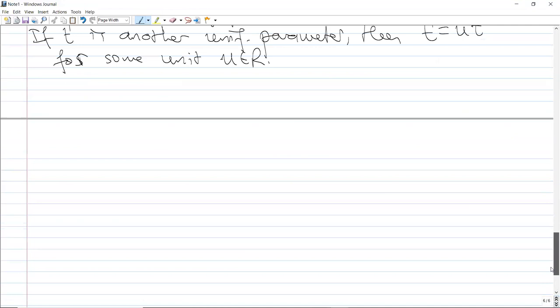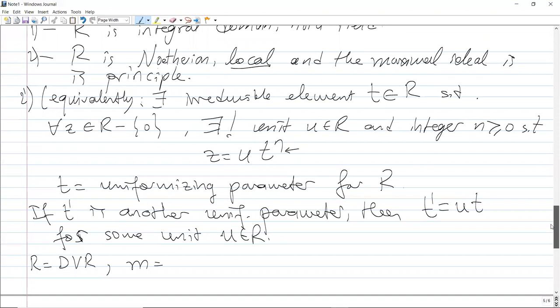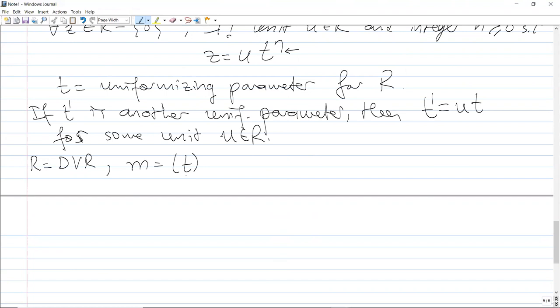So suppose now R is a discrete valuation ring, and M is its maximal ideal. By these equivalent conditions, two and two prime, this maximal ideal is principal, so suppose it is generated by t. And this t is a uniformizing parameter, as we showed. So let K be the field of fractions of R.